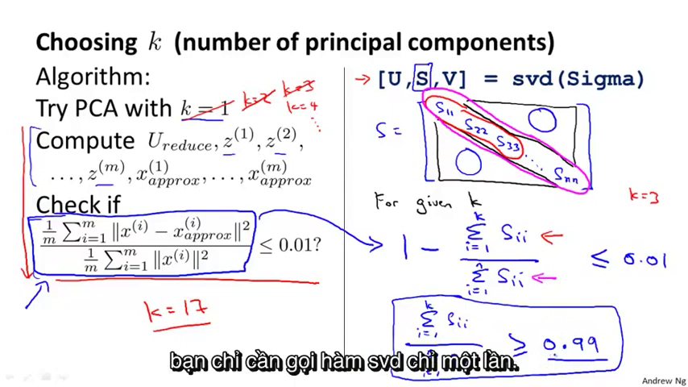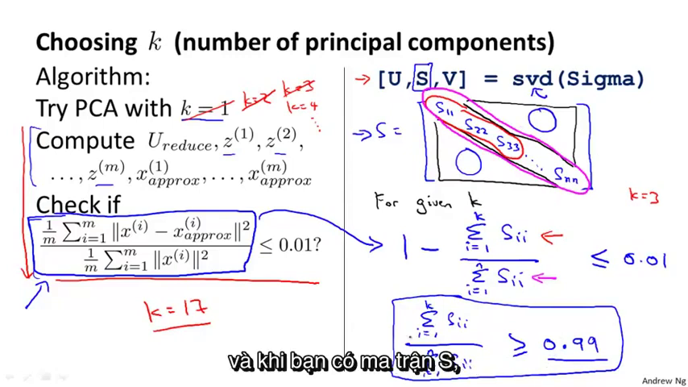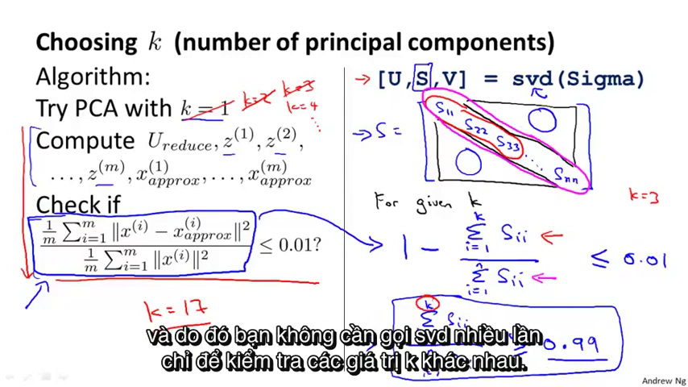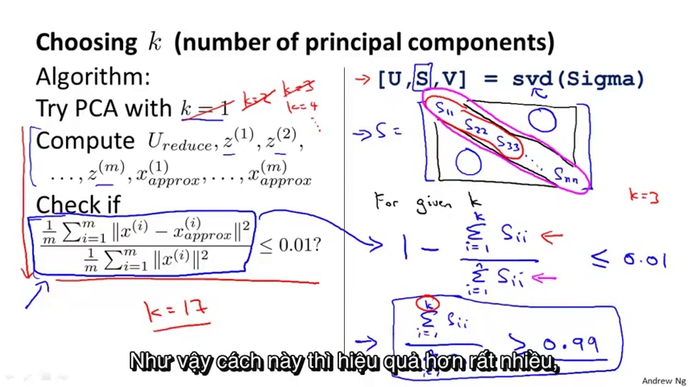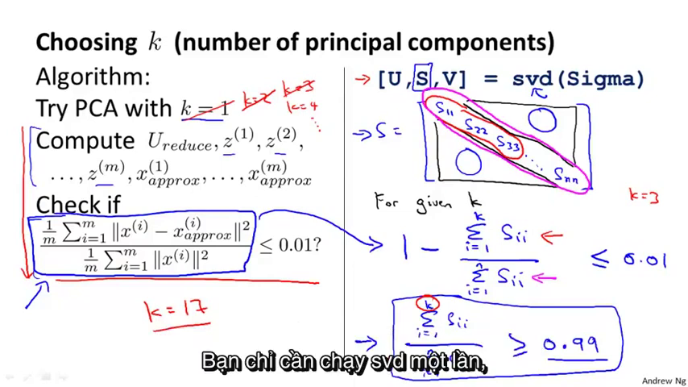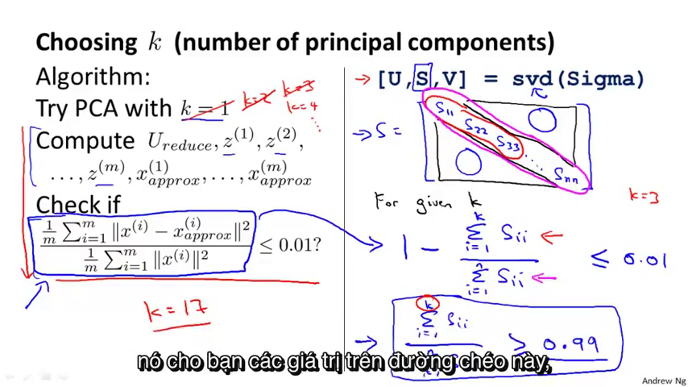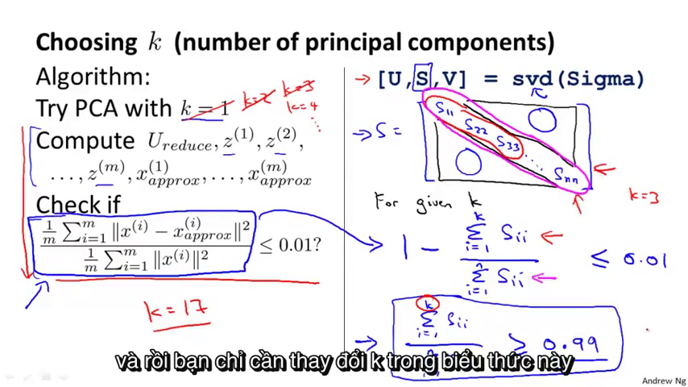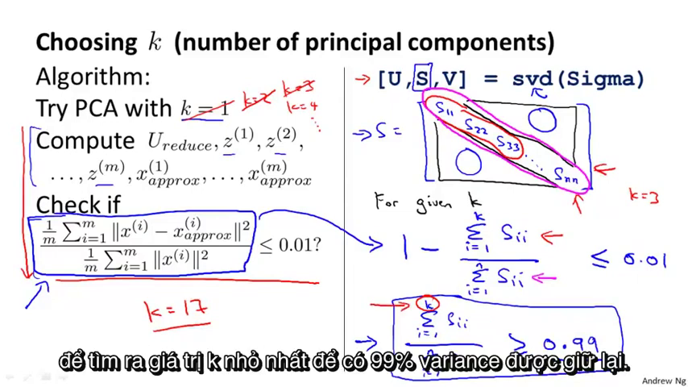If you do this, you need to call the SVD function only once, because that gives you the S matrix. Once you have the S matrix, you can keep doing this calculation by increasing the value of k in the numerator, so you don't need to keep calling SVD over and over again to test different values of k. This procedure is much more efficient, and it allows you to select the value of k without needing to run PCA from scratch over and over. You just run SVD once. This gives you all of these diagonal numbers, S11, S22, down to SNN, and then you can vary k in this expression to find the smallest value of k so that 99% of the variance is retained.